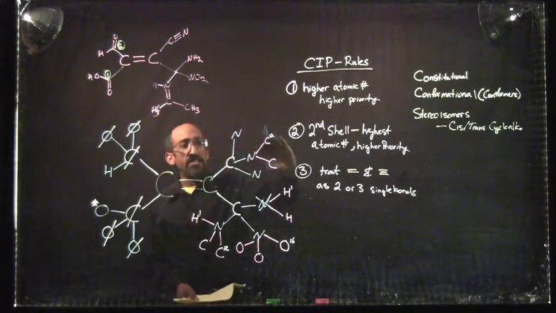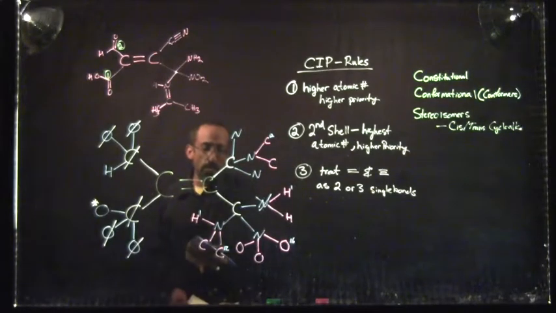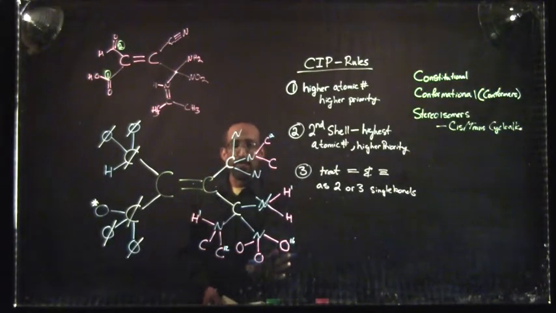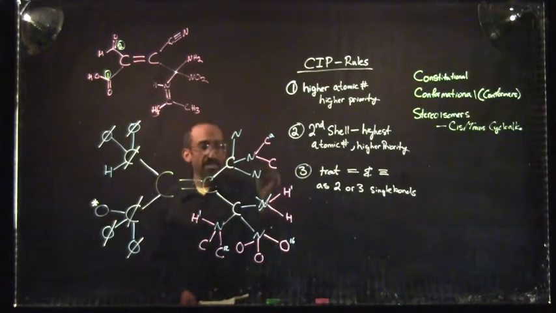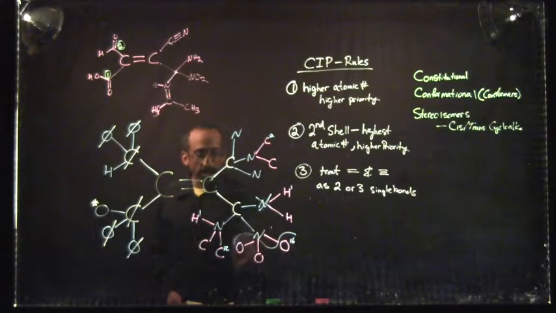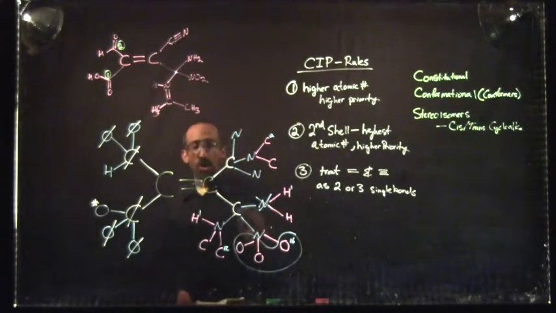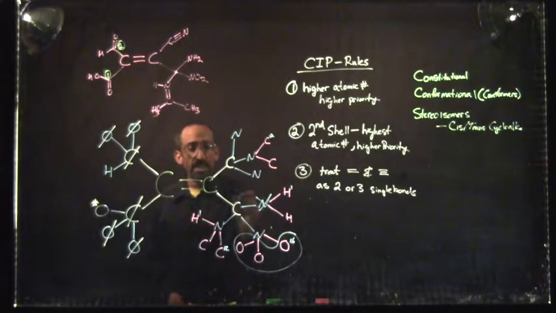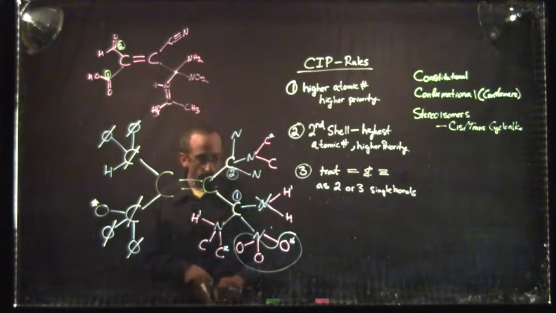We now need to distinguish between this group where we have carbon, this group where we have carbon, and this group where we have oxygen. And so obviously, we know that oxygen has the highest atomic number, which means that in our third shell, this set of atoms would win the priority, and that works all the way back to the carbon directly bonded to the alkene, telling us that this group is going to be priority 1, and this group is going to be priority 2.